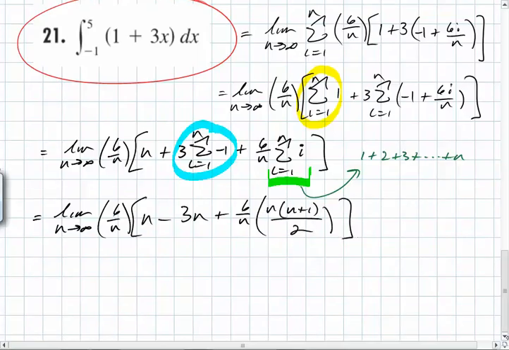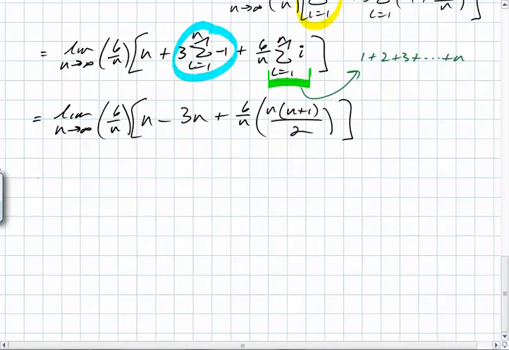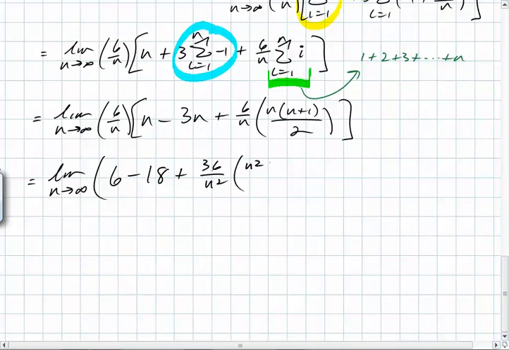So now can we distribute? Yep. We end up with the limit as n goes to infinity of what? 6 minus, what's 6 over n times 3n? 6 over n times negative 3n, what's that turned into? The n's cancel, and what are you left with? Minus 18 plus 36 over n squared times n squared plus n over 2. What's the overall power of the top right there? Squared. And what's the power of the denominator?